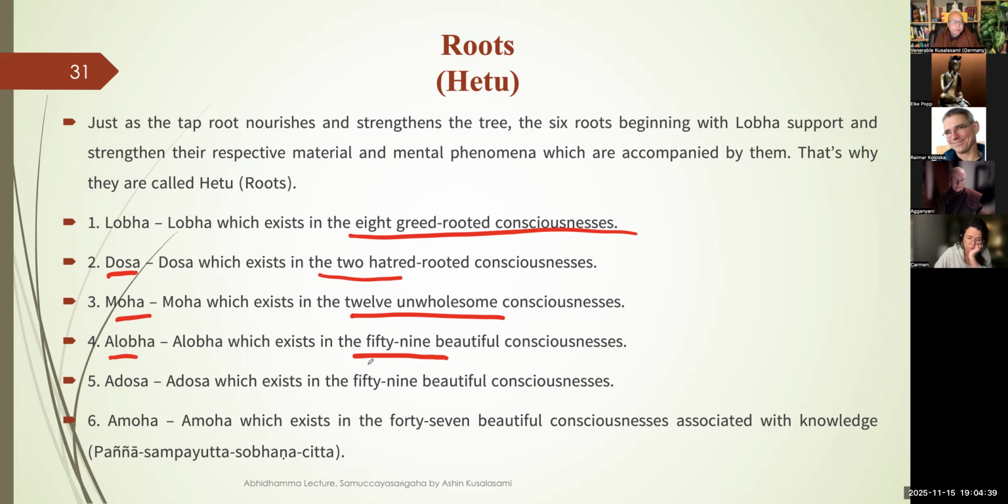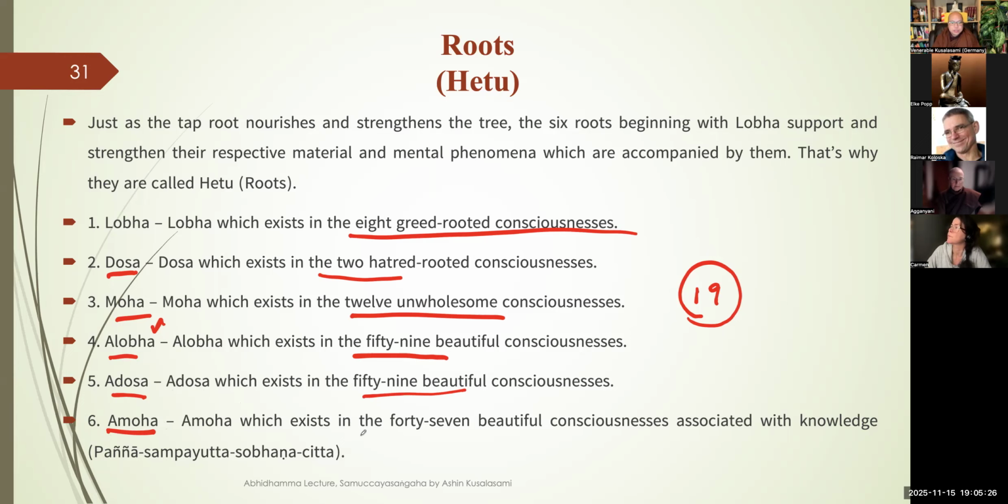So altogether 59. And Adosa, and also Aloba Chitasika, is among the beautiful universal Chitasika. It's one of the 19 beautiful universal Chitasika. All those 19 Chitasika are always accompanied by the 59 beautiful consciousness. Adosa is also in the 59, the same. So here, Amoha. In other words, Panyendriya Chitasika, or Panya Chitasika, the same.